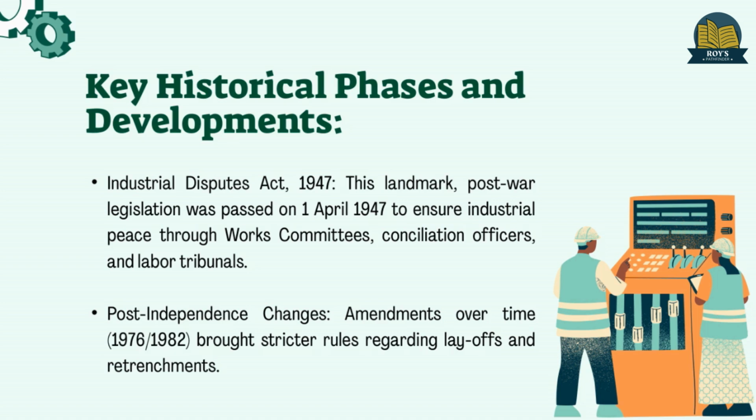Moving forward, after India gained independence, there were several amendments to this act over the years, particularly in 1976 and 1982. These amendments introduced stricter rules concerning layoffs and retrenchments. Essentially, they aimed to regulate how and when employers could reduce their workforce, making the process more transparent and protective of workers' rights. These phases highlight how legislation has evolved to balance industrial growth with worker protection, aligning with the overall theme of creating a fair and stable industrial environment.